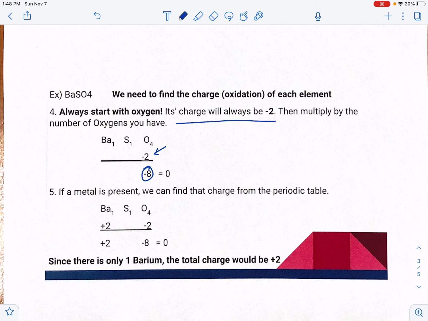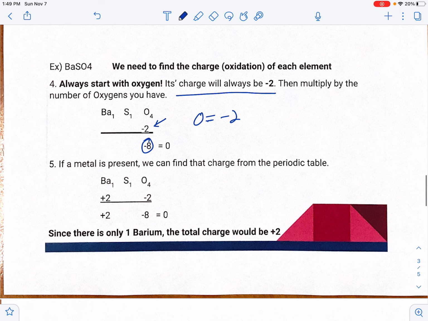Okay, so I've got my first one done. I know my charge for oxygen is going to be -2. Again, when we do oxidation numbers, I care about what is the charge of each one. I don't really care about the total. I just want to know what is the charge of each one that's present. So there's part of my answer right there.